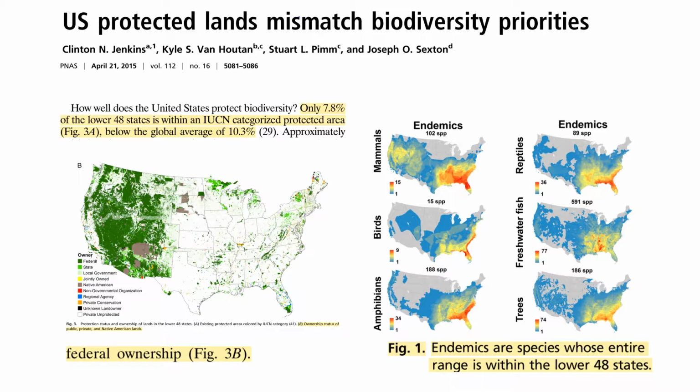Only 7.8% of the lower 48 is within a protected area. As shown in Figure 3b, most protected areas are in the west, where many of the areas are federally owned, while endemic richness is centered in the southeast U.S., shown in Figure 1, where much of the land is private or not protected. The authors say that this is where the most protection needs to be.